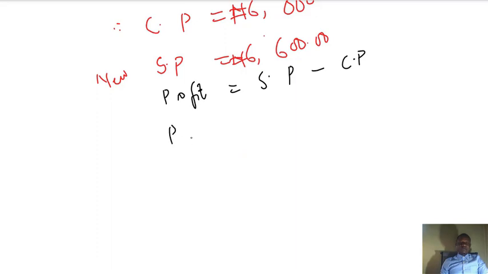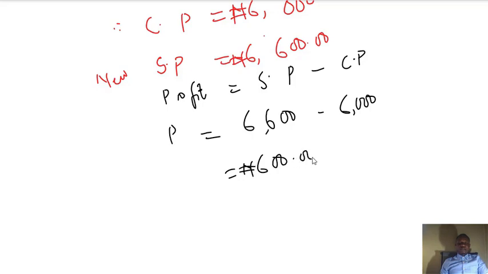So here we have the profit equal to 6,600 naira minus 6,000 naira. So we got it to be 600 naira. Okay, so he made a profit of 600. The question says we should find the percentage profit or loss, and he made a profit of 600. So meaning that the profit percent is going to be the profit over the cost price of the item times 100.